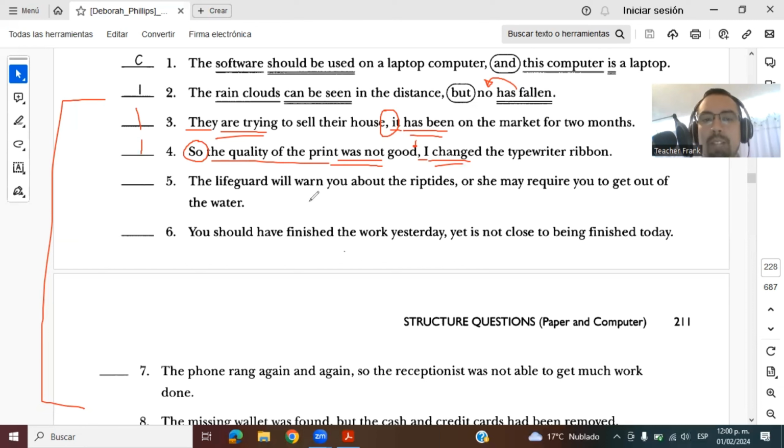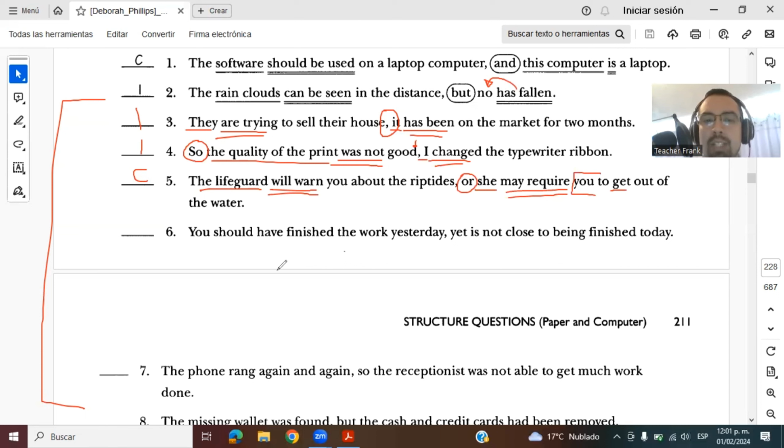Let's look at number 5. "The lifeguard will warn you about the rip tides, or she may require you to get out of the water." So "will warn" is a verb. Who or what will warn? The lifeguard. "May require" is another verb structure, and who or what may require? She. "You to get out" is just extra information from the verb, so we don't count this as a verb. And we have our connector here. So this one has all the elements and apparently it's correct, right? Yeah, number 5 is correct.